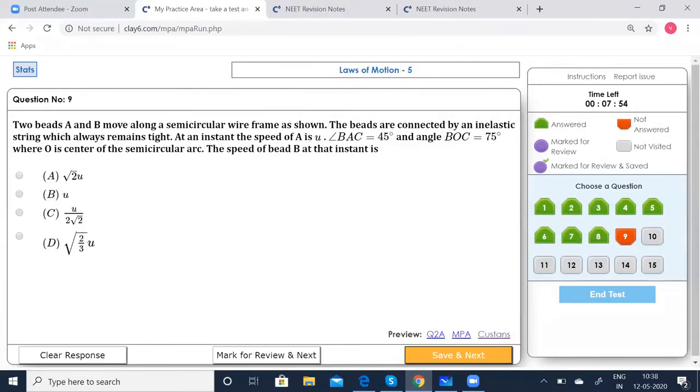Two beads A and B move along a semicircular wire frame as shown. The beads are connected by an inelastic string which always remains tight. At an instant, the speed of A is u, angle BAC is 45 degrees and angle BOC is 75 degrees, where O is the center of the semicircular arc. The speed of the bead B at that instant is what?